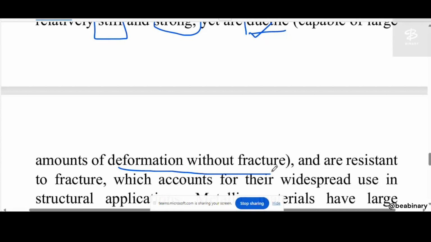Suppose you have applied the load and you have kept the load continuously. After some time, the deformation will start. Deformation will keep increasing, and after some time the material will not be able to come back to its original position. Though you have removed the load, the material will not return to its original position. That deformation is known as plastic deformation.